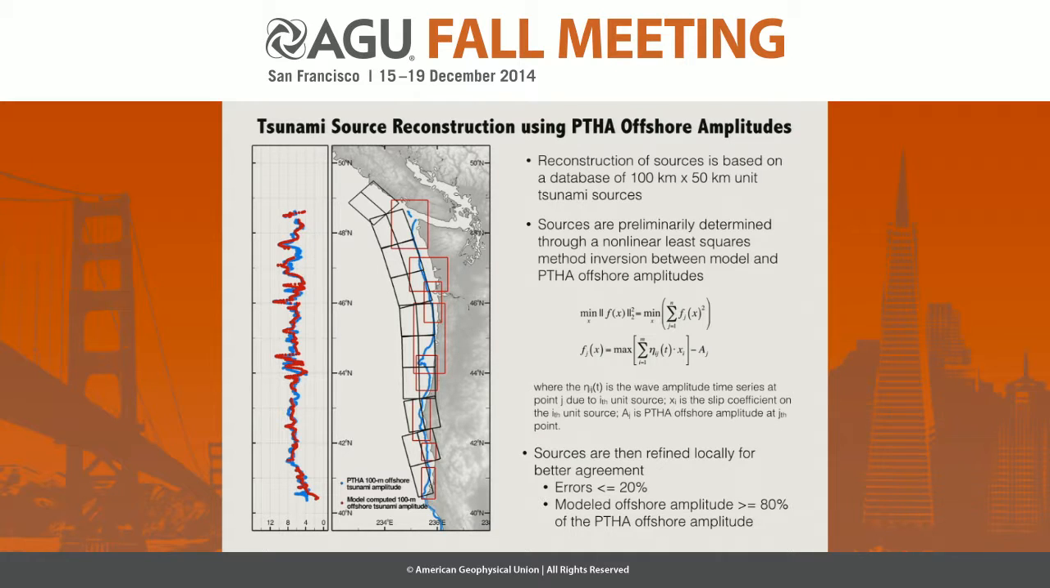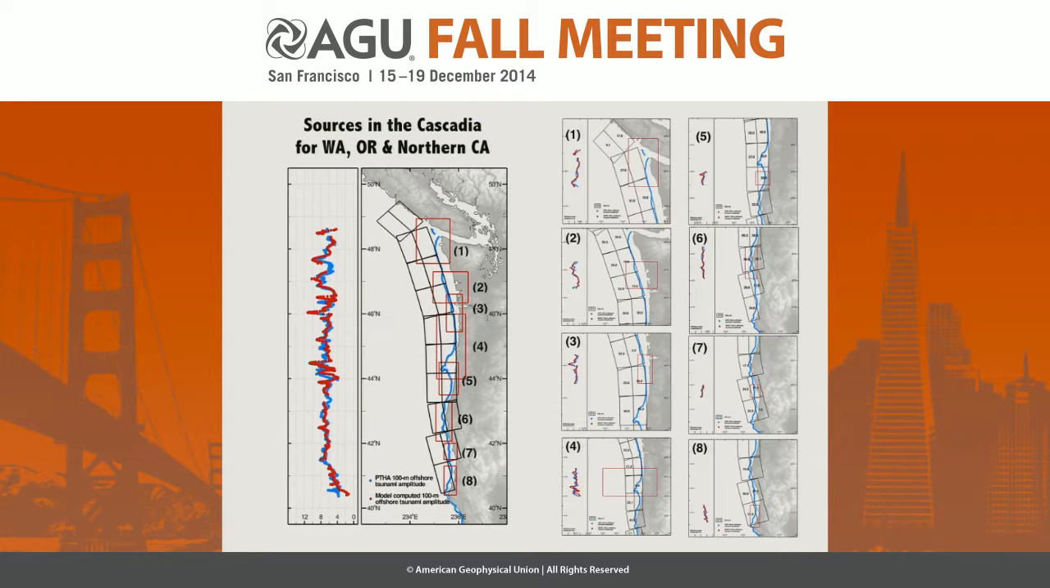So after we determine, then we will go further to refine those sources until we get a good agreement between the computer results with the PTHA results. So we have to satisfy basically at least two conditions. The errors between the computer results and PTHA should be less than 20%, and the model results should be greater than 80% of the PTHA values.